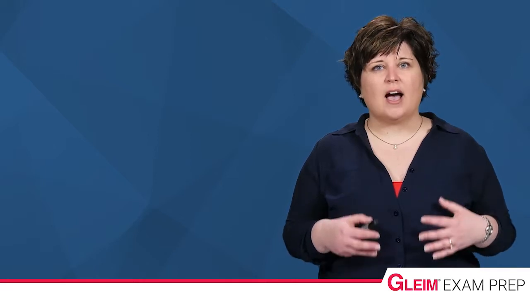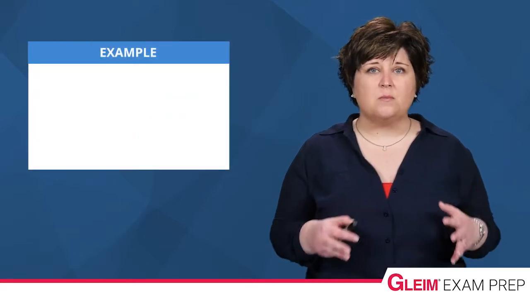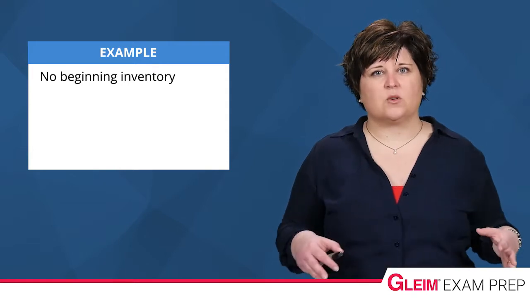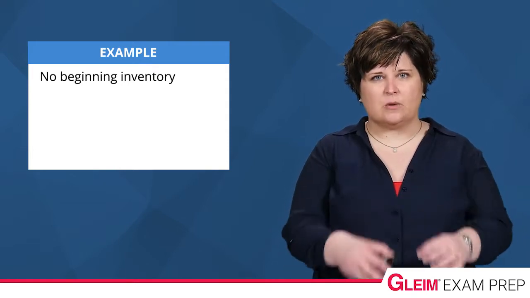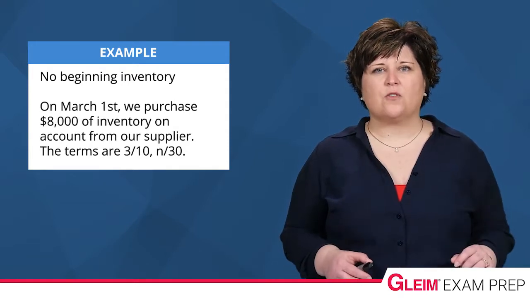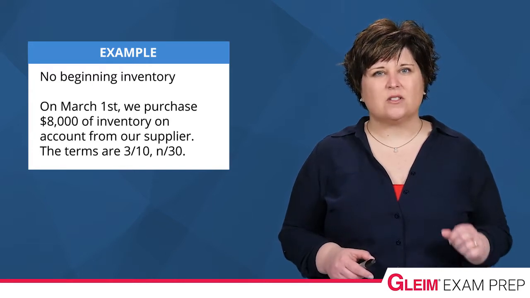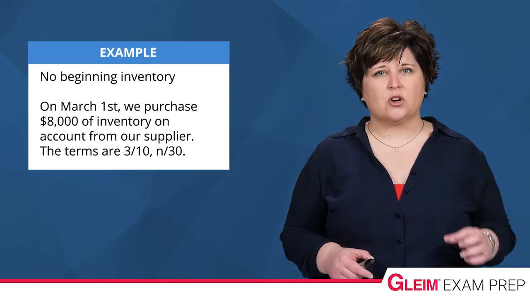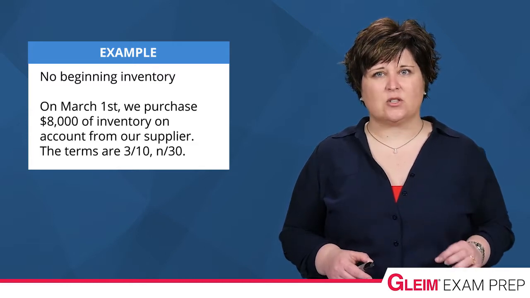We're going to go through the series of transactions and learn how to record all the entries for inventory in the perpetual inventory system. Now, in our simple example, we start the current period with no inventory. The beginning balance of inventory is 0. On March 1st, we purchased $8,000 of inventory on account from our supplier. The terms are 3/10, net 30.